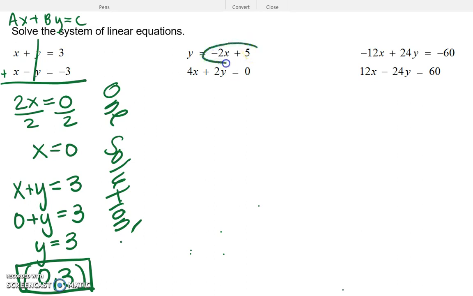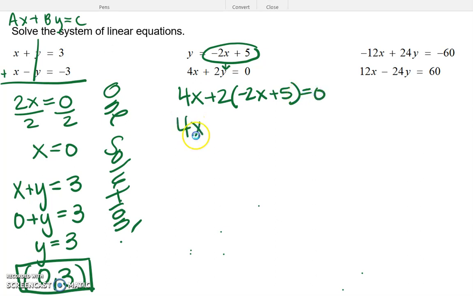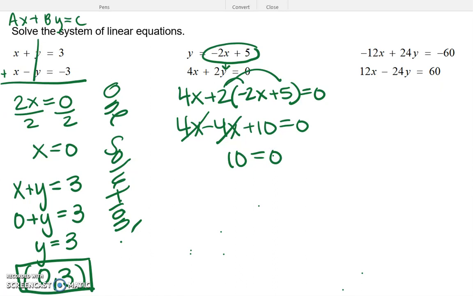This one is set up to substitute as well, so we're going to plug that in for y. So this is 4x plus 2, parenthesis, plug in my y, equals 0. Then we need to distribute this 2, so I have 4x. This should be minus, because 2 times negative 2 is negative 4x, plus 10 equals 0. 4x minus 4x, when I combine like terms, is 0. That goes away, and I'm left with 10 equals 0. Since 10 does not equal 0, this would be no solution.